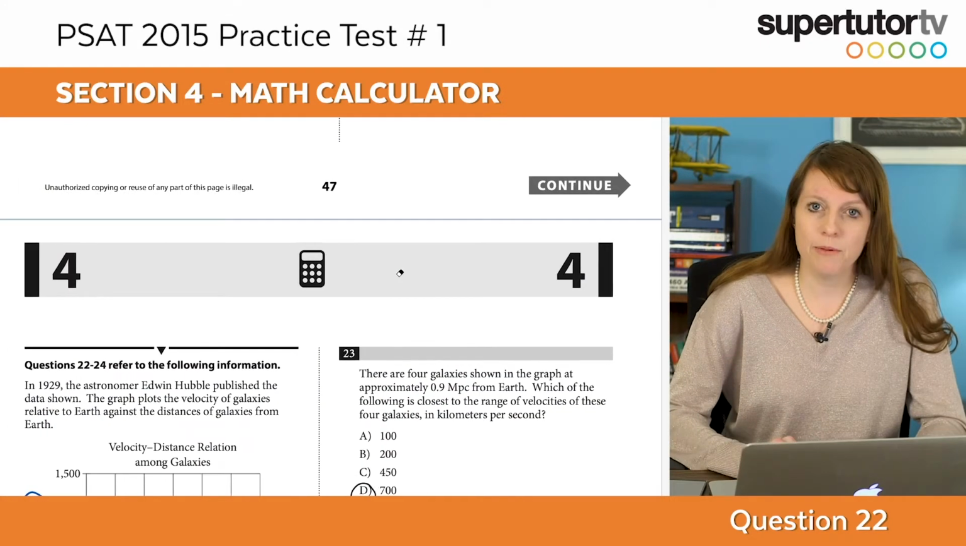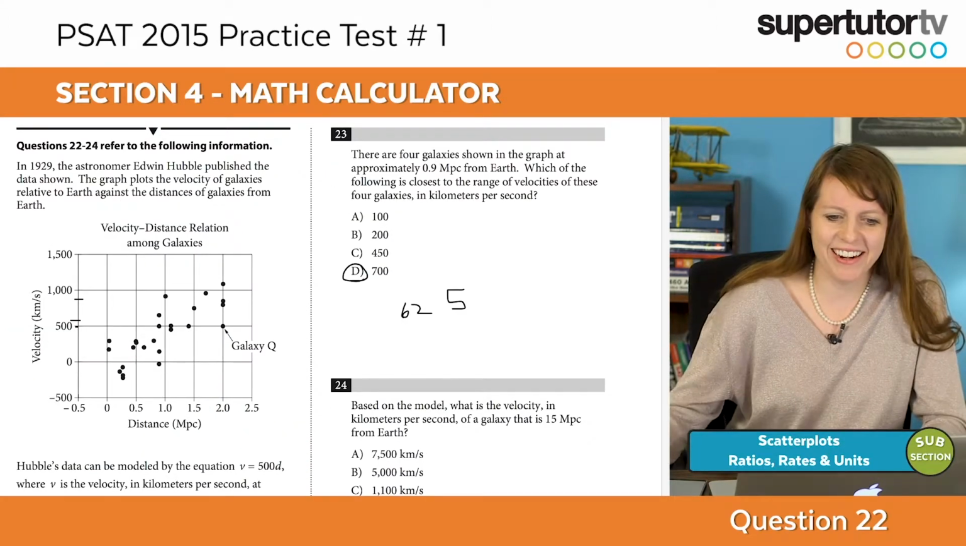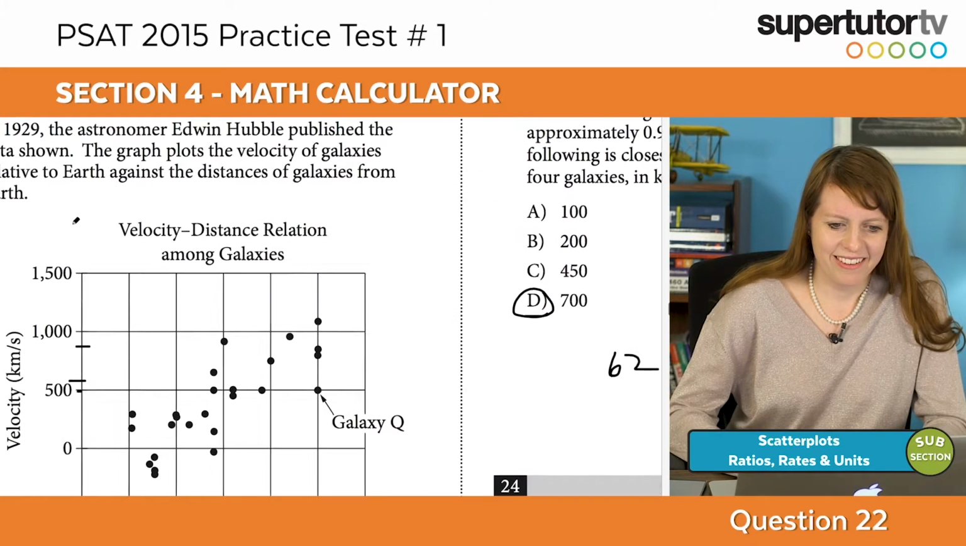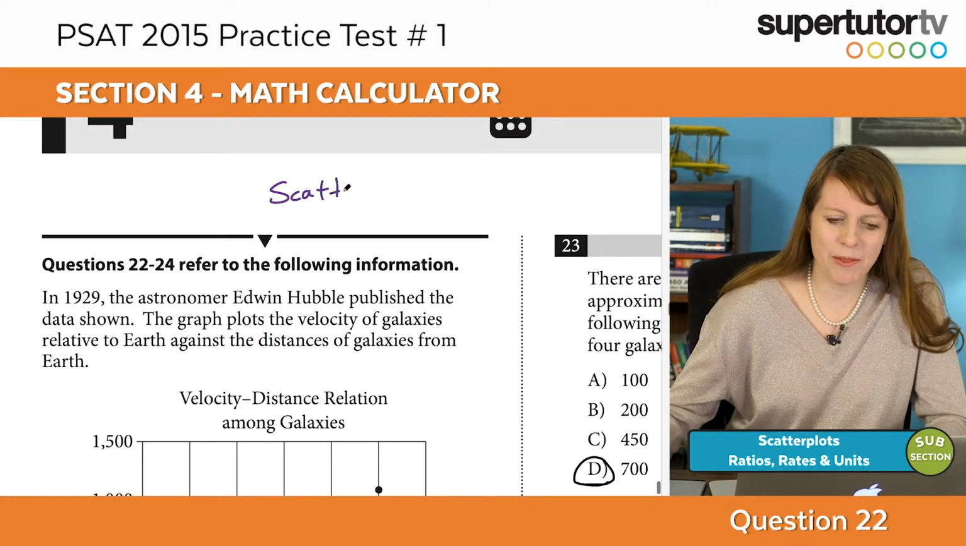Okay, number 22, scatter plots. Okay, so this is a scatter plot. I can look at it and know it's a scatter plot. So there you go, scatter plots. So if you want more of these, go to scatter plots. Though there might be some other overlying issues here.